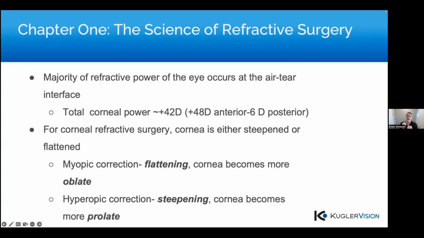So if we're doing a myopic correction and trying to fix somebody's nearsightedness, we're going to be flattening that cornea, which in turn makes the cornea become more oblate, which means that the periphery of the cornea is steeper than the central cornea, which we'll see here in a second. The opposite is true for hyperopic correction. Regardless of the procedure, if we're doing a hyperopic correction, we're going to steepen that cornea centrally, and the cornea will become more prolate.